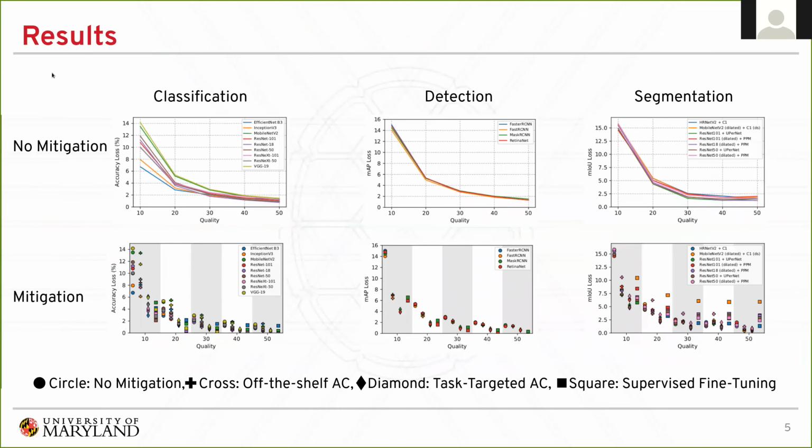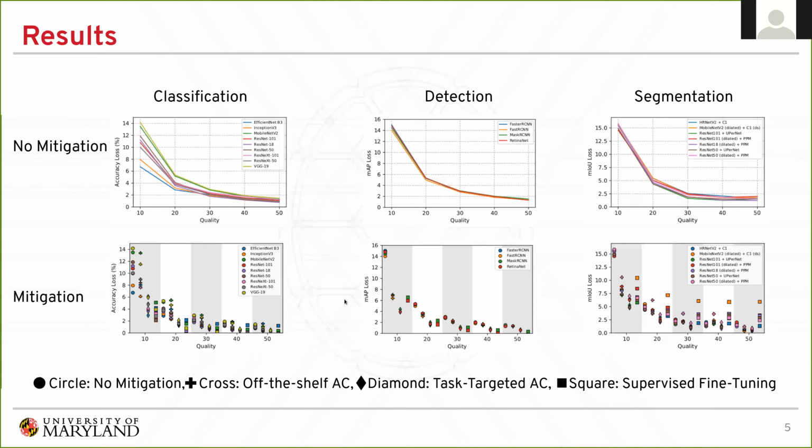Okay, so here's the basic outcome of the study. The top row here is no mitigation. So you can see, from qualities 10 to 50, these are the condensed plots. There are bigger ones in the appendix of the paper. There's a pretty reasonable performance drop, as expected, on whatever accuracy metric we're using, so mAP and IoU for these.